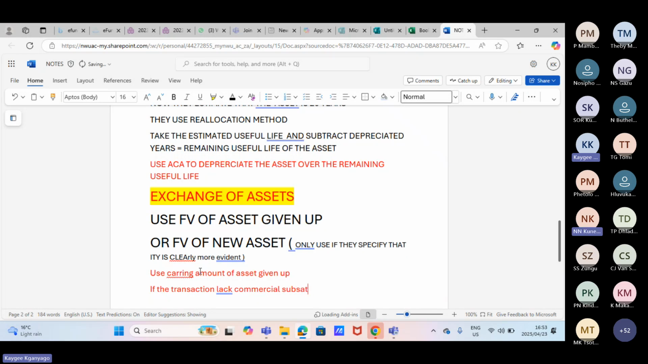What is commercial substance? Could you please elaborate on the commercial substance? Okay, let me say, when they exchange assets which are similar, that is commercial substance.